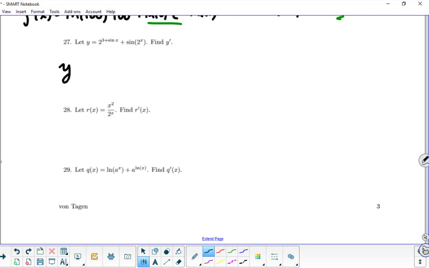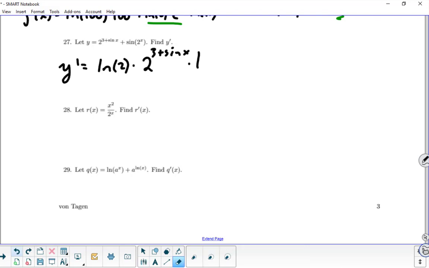Here we get that y prime is equal to, so this would be the natural log of the base times 2 to the 3 plus sine x. But then we've got a chain rule up here because the expression up here was more complicated than just an x. So I'm going to multiply this by the derivative of 3 plus sine x, and the derivative of 3 plus sine x would be, I'll put 0 plus the cosine of x, just to emphasize that chain rule. Okay. So that was the derivative of the first term.